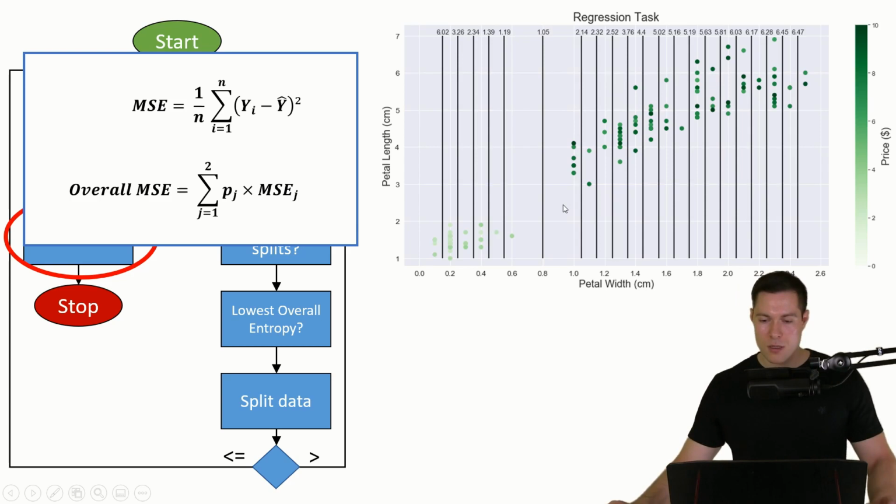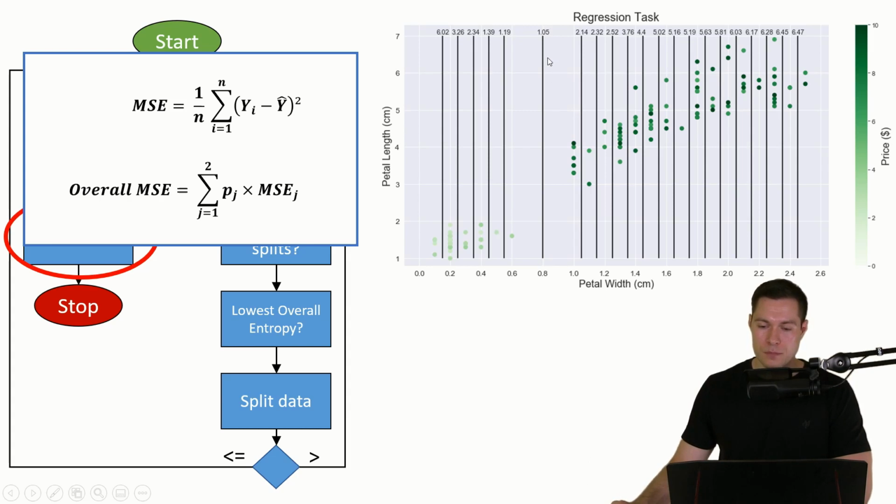And if we now look at all the potential splits and their respective overall mean squared errors, we can see that this one is really the one that results in the lowest overall mean squared error. All the others have a higher value.